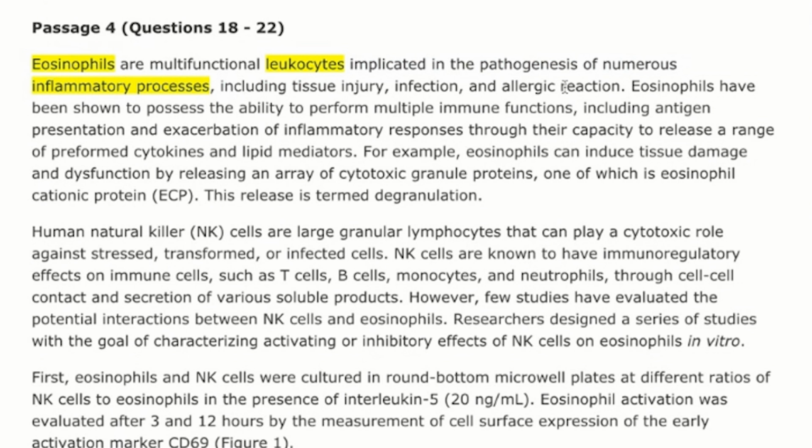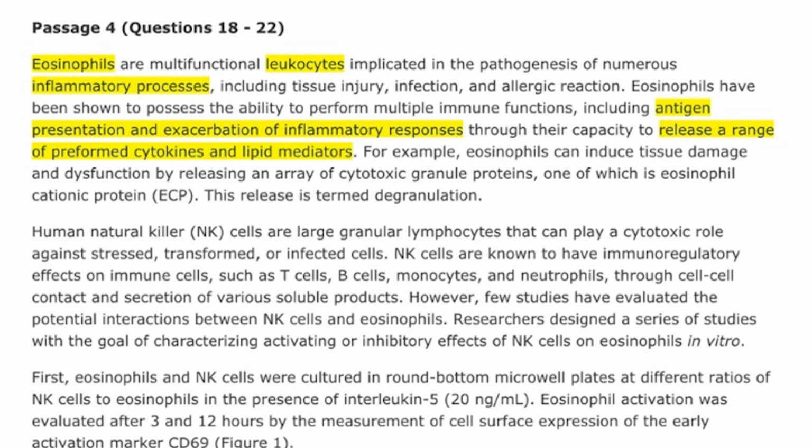Great. Then I know that they do these immune functions, and I do care about the specific immune functions that they perform. So I'm going to highlight antigen presentation and exacerbation of an inflammatory response. Great. And then how do they do that? They do that by releasing a range of preformed cytokines and lipid mediators. So that's great. I love when they tell me that something does a function by doing something else. That usually tells me I want to highlight it. It's the way that it works.